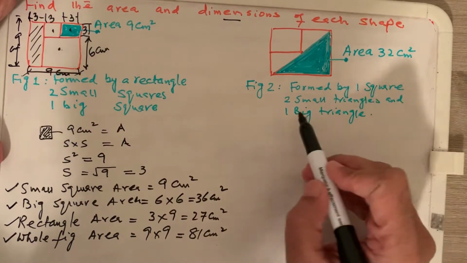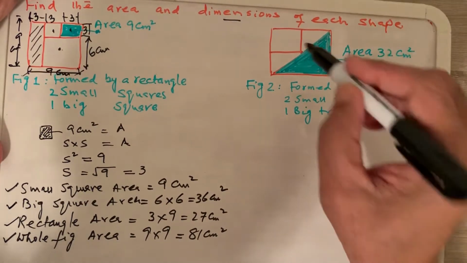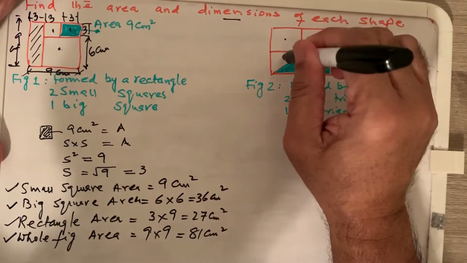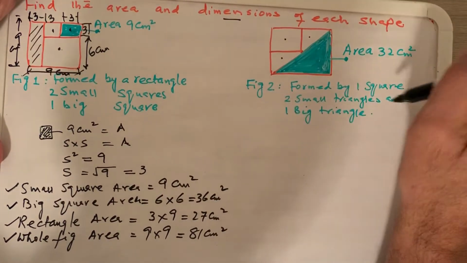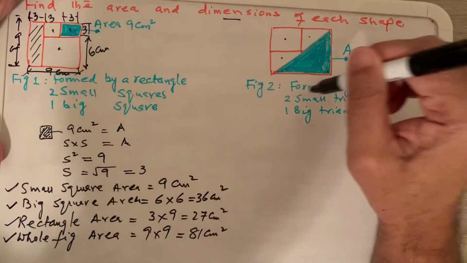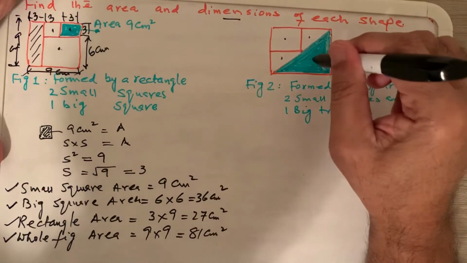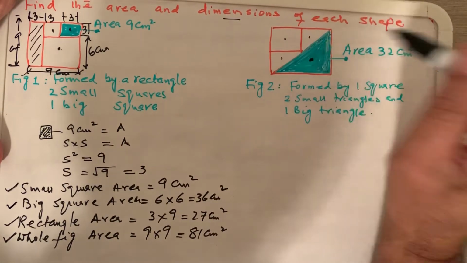So yes, two small rectangles. One big square is this one. Two small squares are these ones. And one big triangle. Oh, two small triangles. So two small triangles are these ones. And one big triangle. One big triangle is this one.